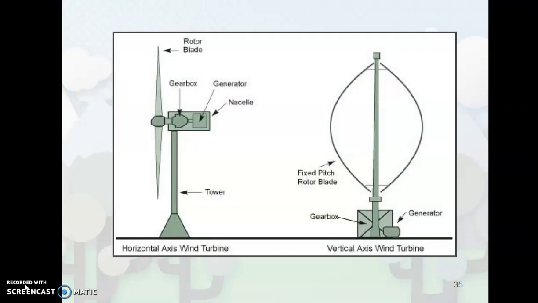This is a figure of the horizontal axis wind turbine, where the rotor blade is facing the direction of air flow, and they have a gearbox and generator. And the vertical axis wind turbine has a shape just like an egg, and the gearbox and generator are on the ground.